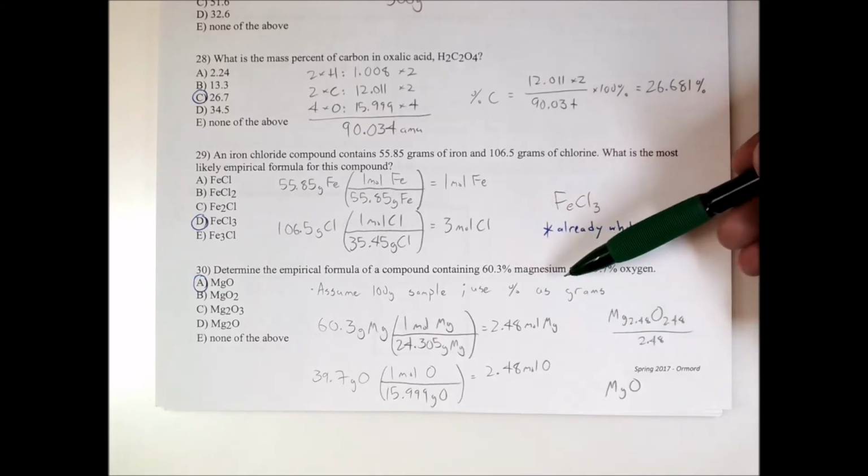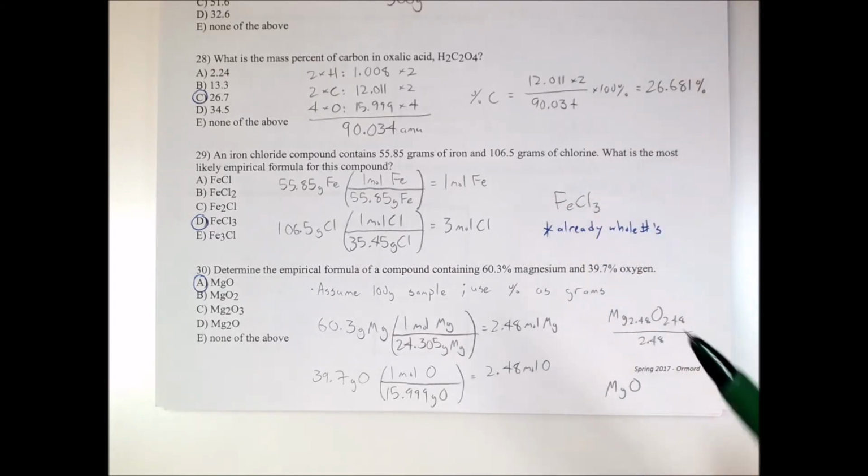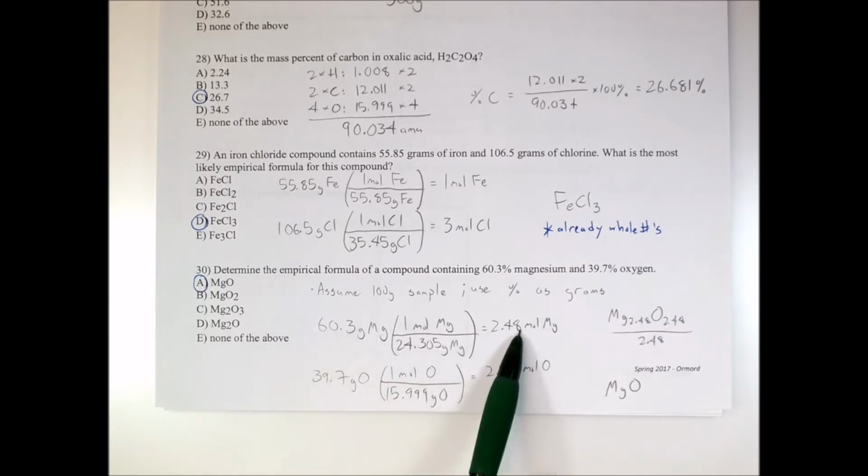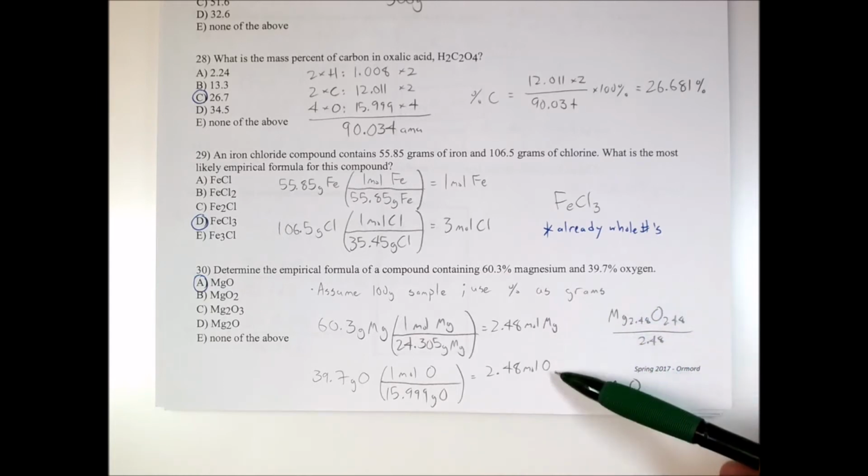All right, and then the last question here, this one you were given percentages. So we assume there's a 100-gram sample, allowing us to use the percentages as if they were grams, and then convert each of those to moles. And then you may notice here that they're the same molar quantity, so it's just MgO.